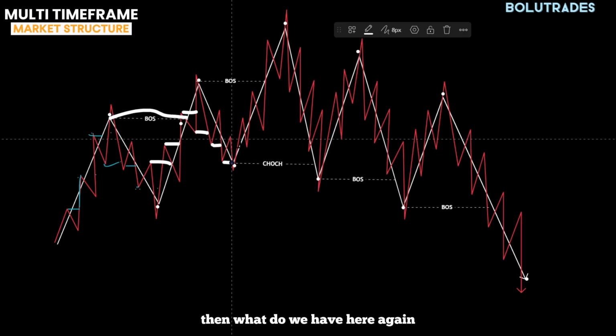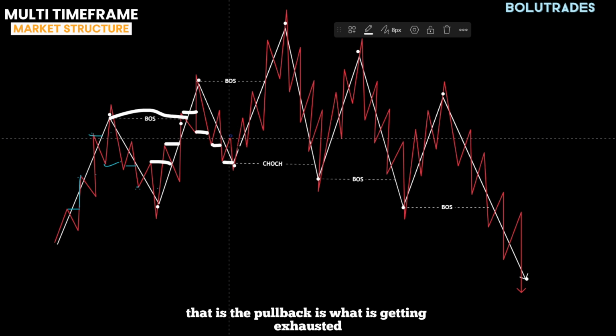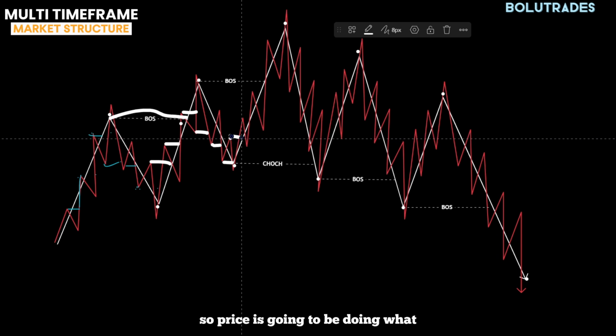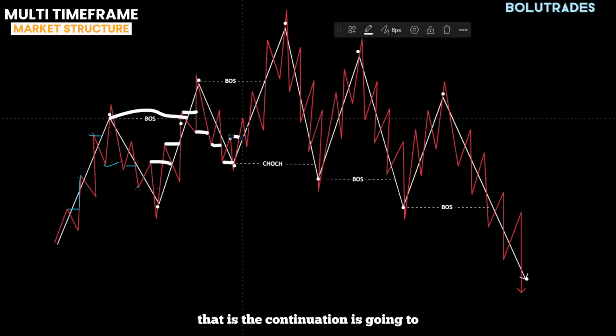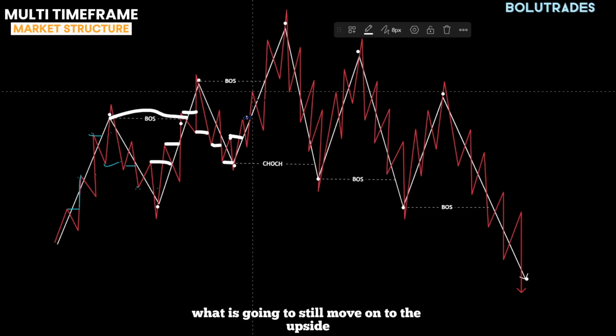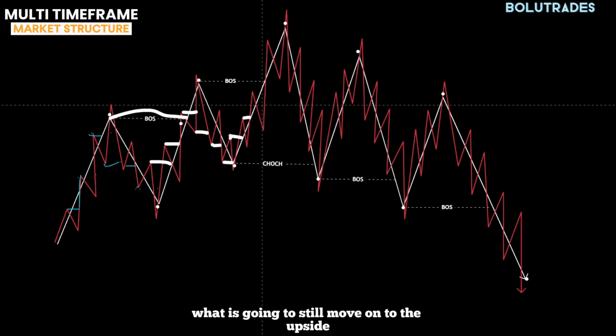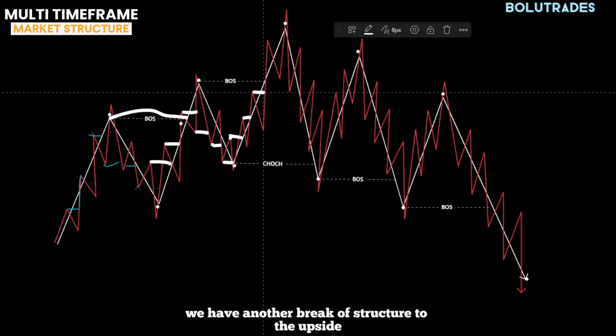Then what do we have here again? We have another change of character. That is, the pullback is getting exhausted. So price is going to be breaking structure to the downside. That is, the continuation is going to move on to the upside. So what do we have here again? We have another break of structure to the upside.